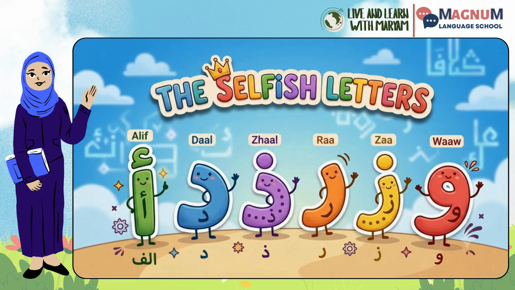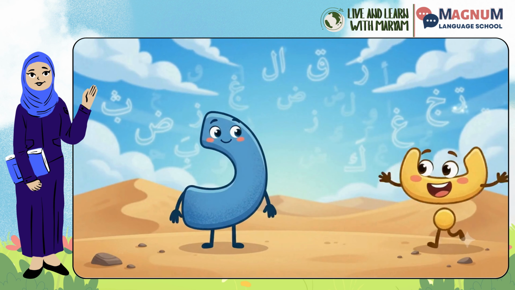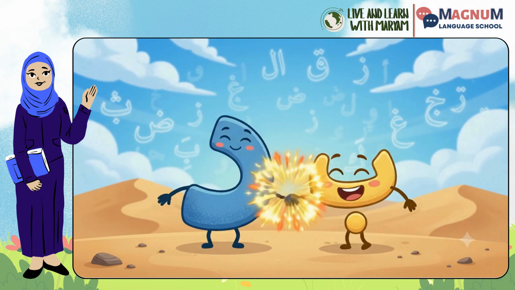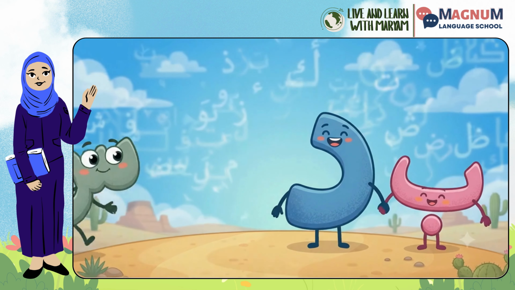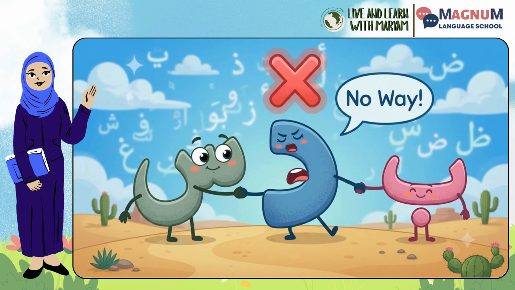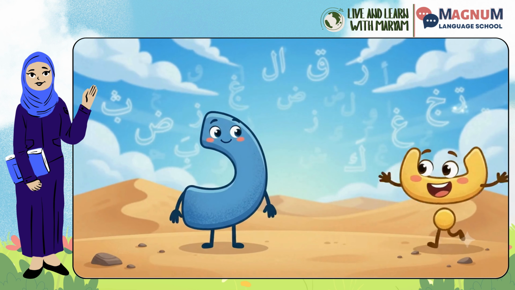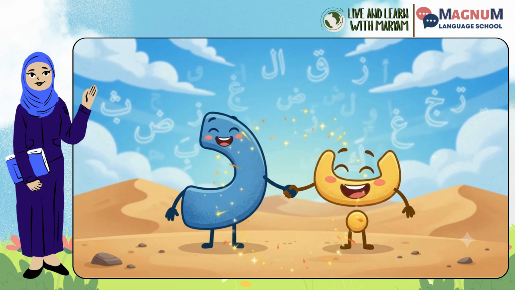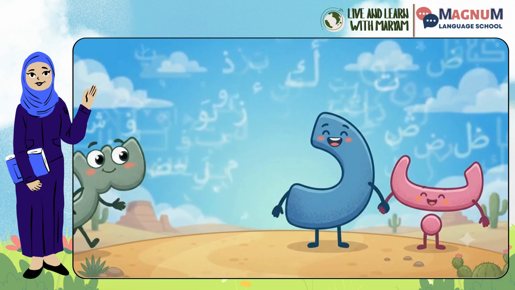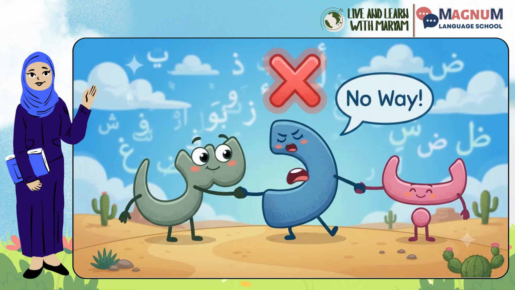They are selfish because they only give out their right hand. They will happily let the letter before them hold their hand. But if a letter tries to hold their left hand, they cross it and say, "No way, stand back." Let's meet the stubborn Arabic letters. Can I join you? No way, I cannot connect.